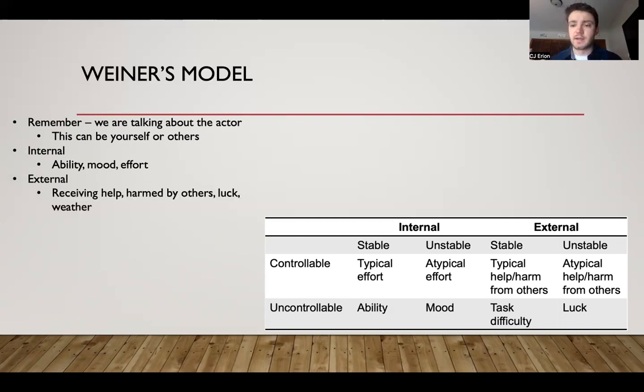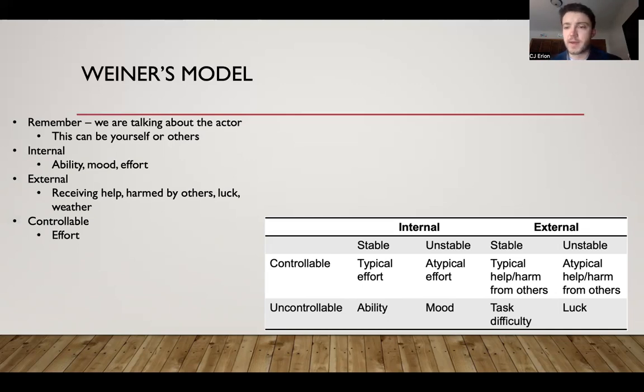Versus if we attribute what occurred as due to external reasons. Some examples of this are receiving help or being harmed by others, right? That's not necessarily something that that person can control. Also, luck. This happens quite frequently at places like casinos, right? Oh, I didn't lose because of the effort I put into this game or my ability. I lost just because I was unlucky today. Also, weather is a good example of an external attribution.